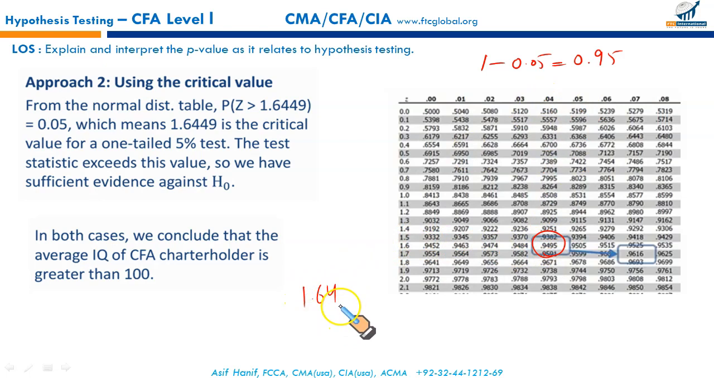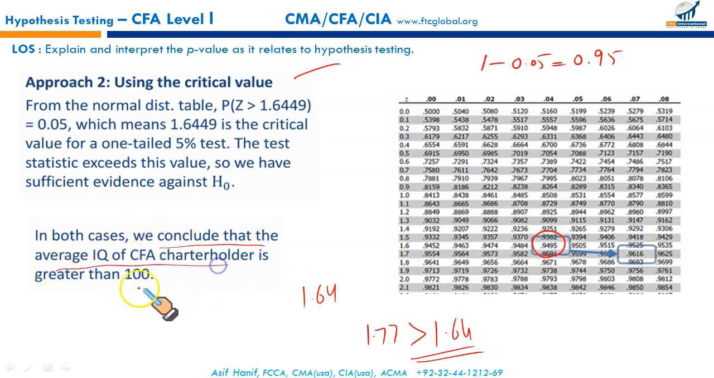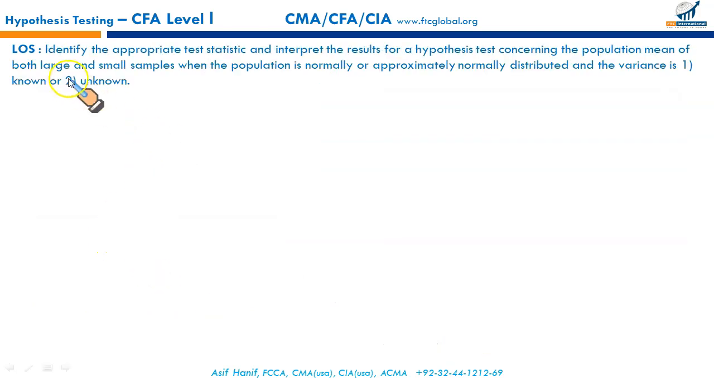So our test statistic which we calculated previously, 1.77, is greater than this critical value. So it means that we have sufficient evidence against H0. Whether you use the p-value or critical value approach, in both cases we conclude that the average IQ of CFA charterholders is greater than 100. Okay, now this is your next LOS.